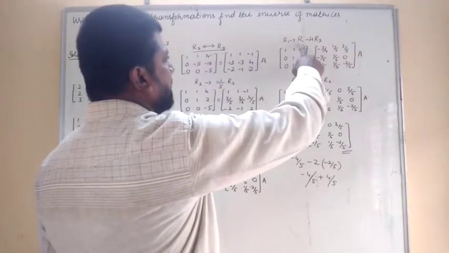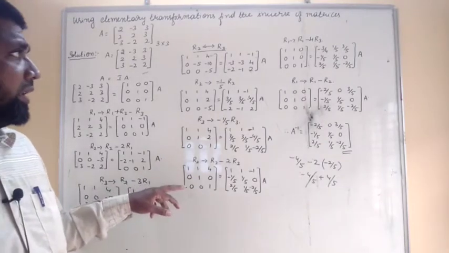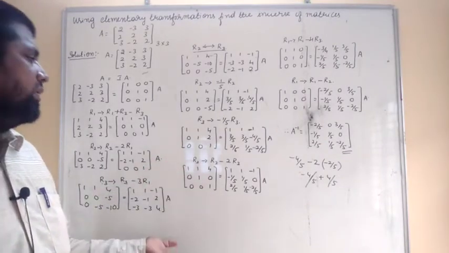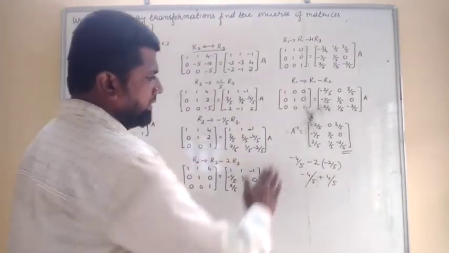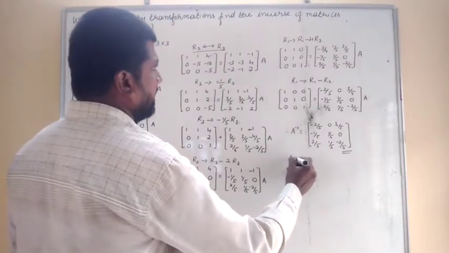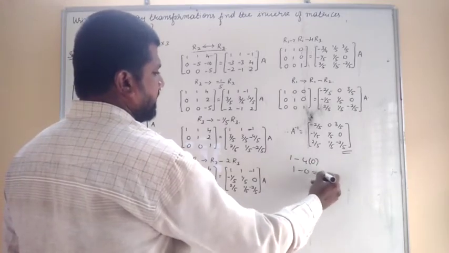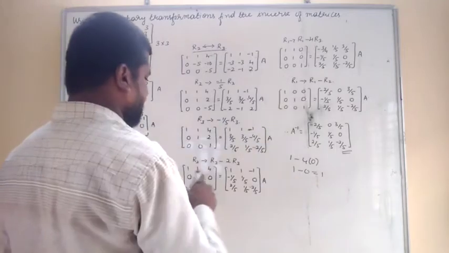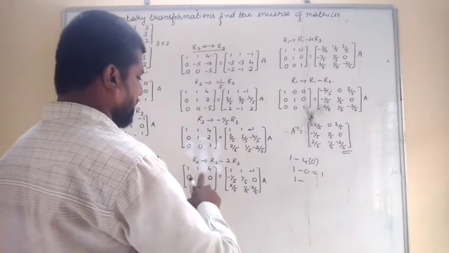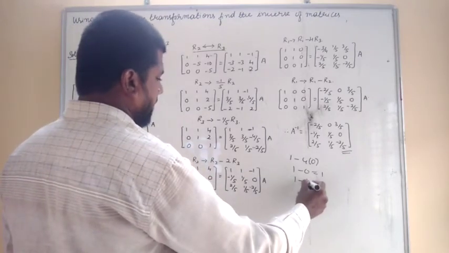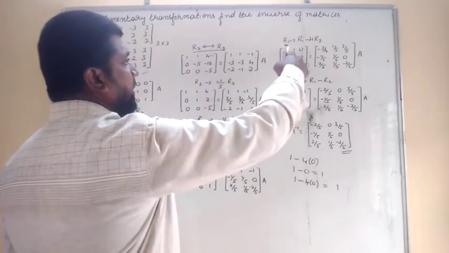R1 should be changed to R1 minus 4R3. Means R1 is subtracted with 4R3. Let us change the left side first. Here R1 is 1. 1 minus 4 R3, R3 is 0. Then what happens? 1 minus 0 means 1. You got 1 here. Then again the second element is 1. 1 minus 4 into 0, so we got 1 only.